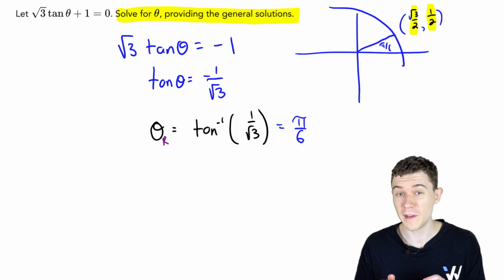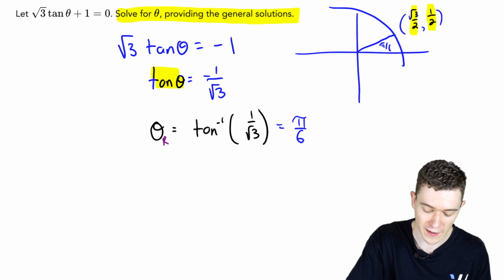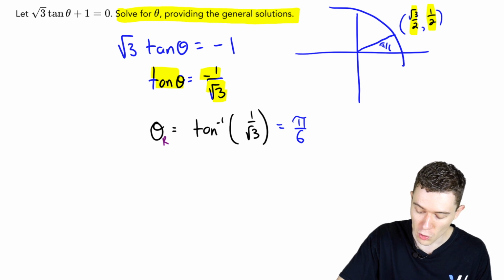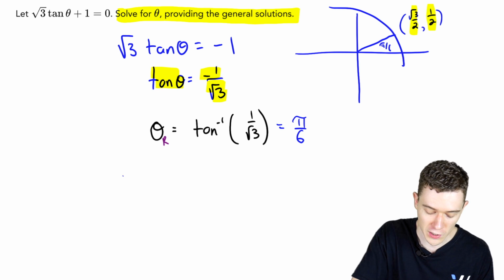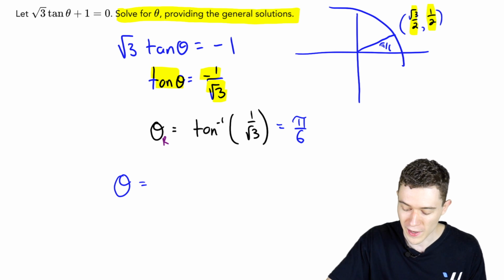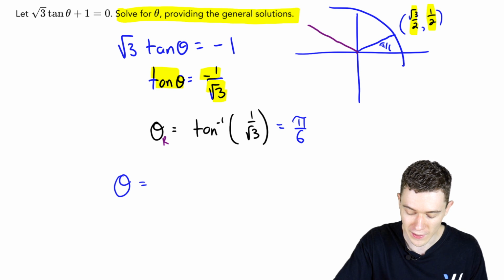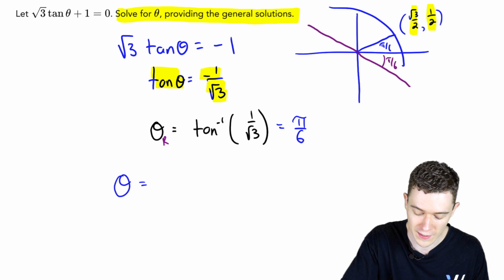But here's where we need to be very careful. Originally, we had that tan theta is negative. And according to the CAST rule, tangent is negative in the second and fourth quadrants. So we actually need the angle in the second quadrant and the angle in the fourth quadrant, where this angle is pi over 6 and this angle is pi over 6.